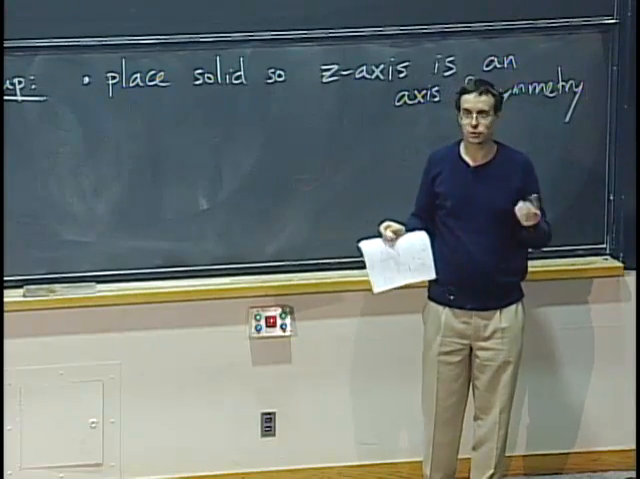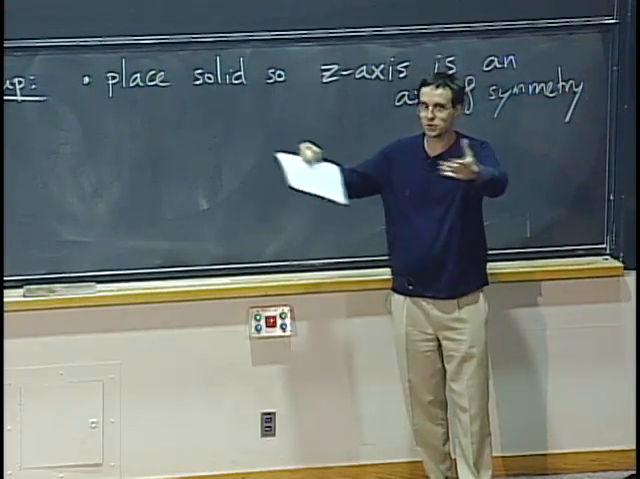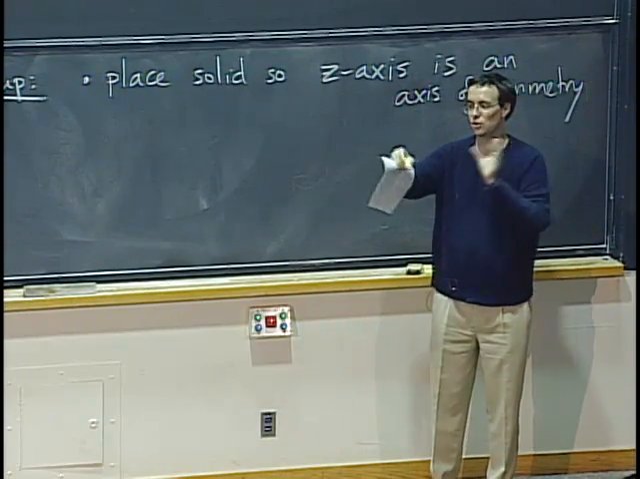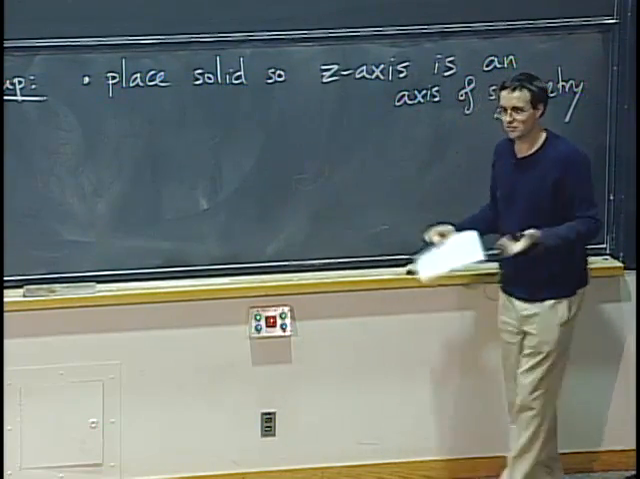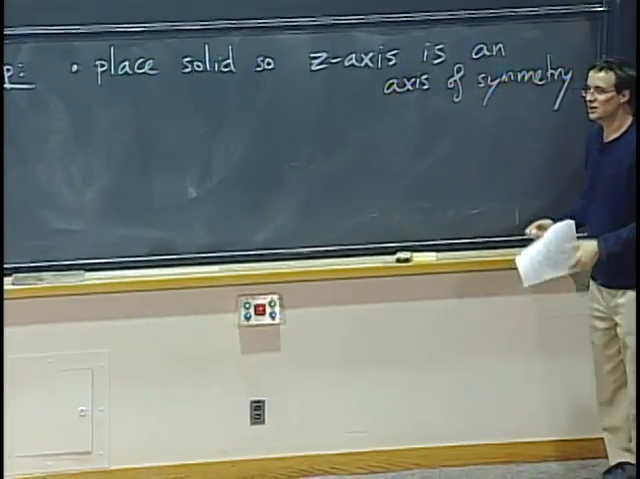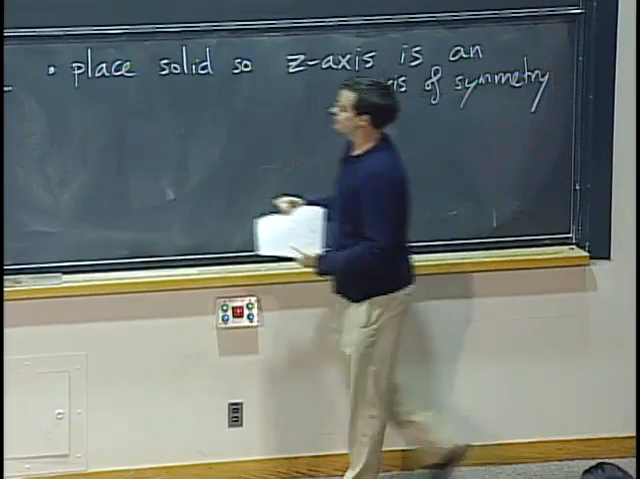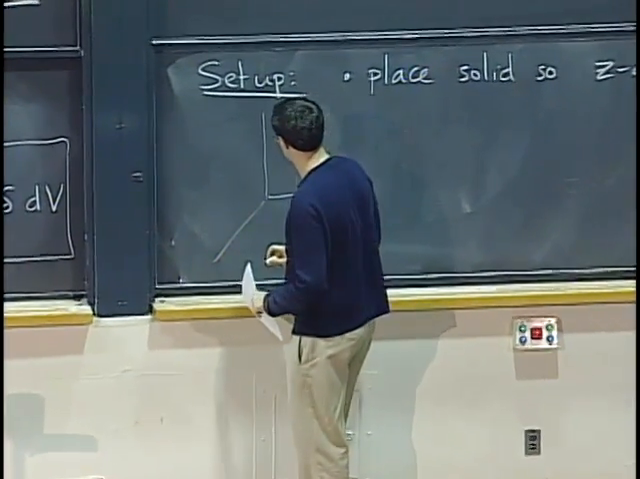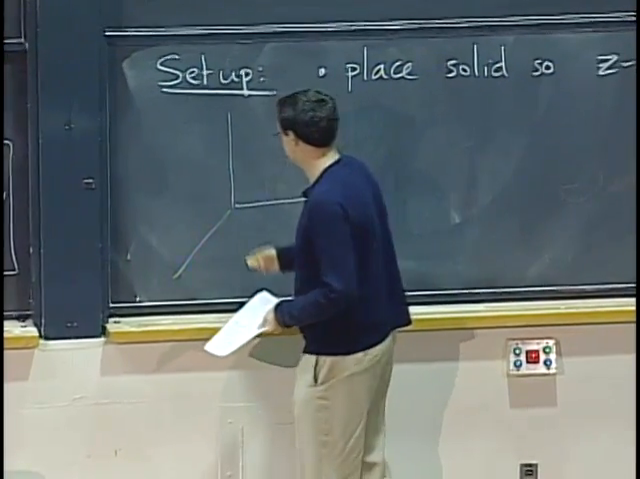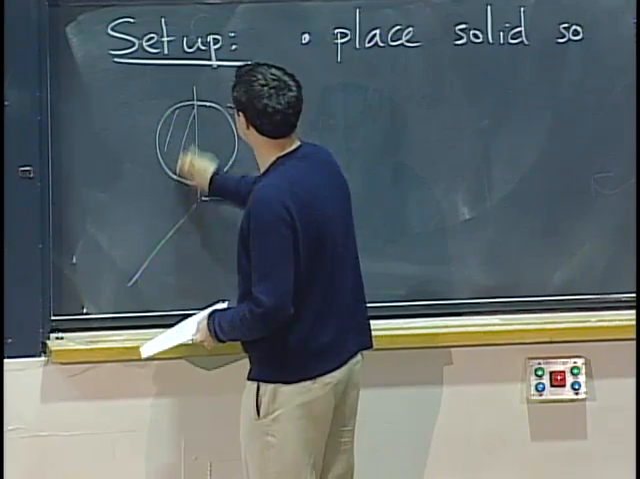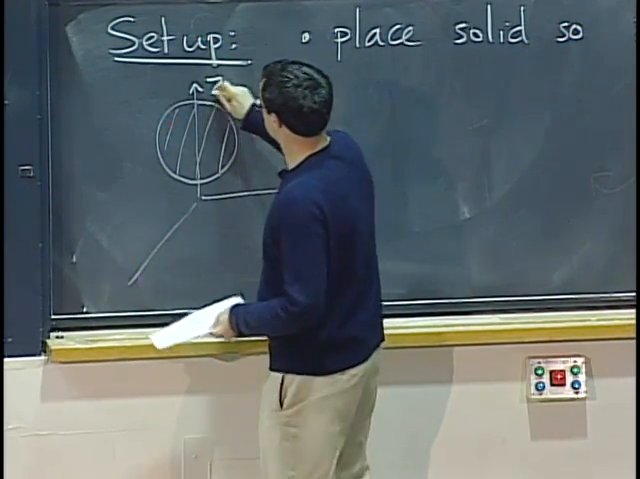Like if you're trying to find the gravitational attraction of, I don't know, the pyramid of Gizeh, then you won't be able to set it up so that it has a rotation symmetry. Well, that's a tough fact of life, then you have to actually do it in XYZ coordinates. But if at all possible, you're going to place things so that your solid is actually centered on the z-axis.